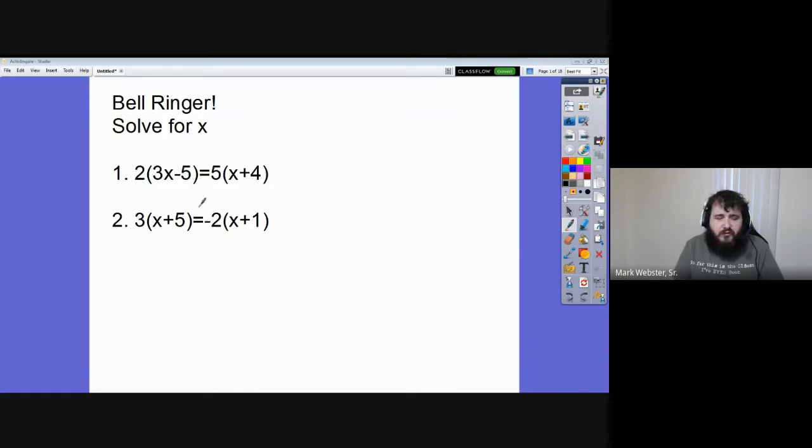With both of these, the idea is you've got the parentheses and the thing outside multiplying it. So we're going to have to distribute, right? So we distribute this first one and the second one. We get, so 2 times 3, we got 6x. 2 times 5, so that's minus 10, equals 5 times x, well, that's 5x. 5 times 4 is 20.